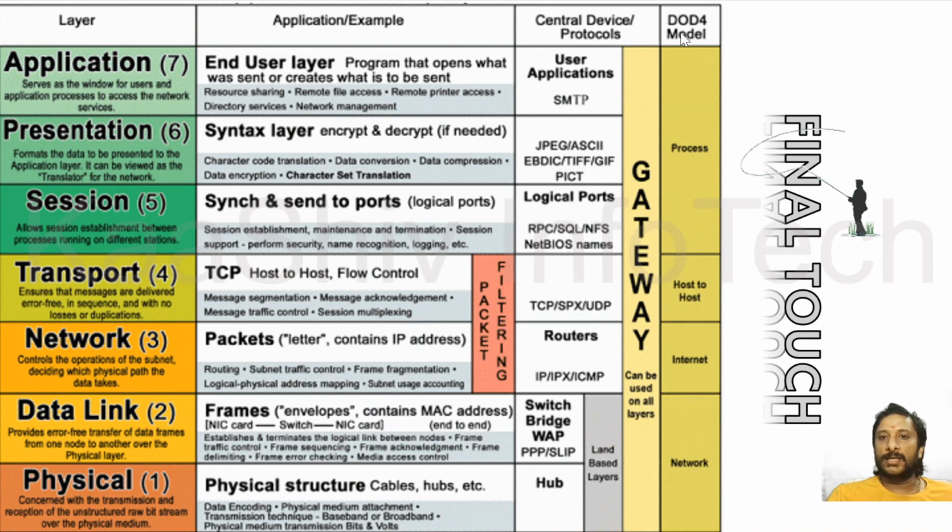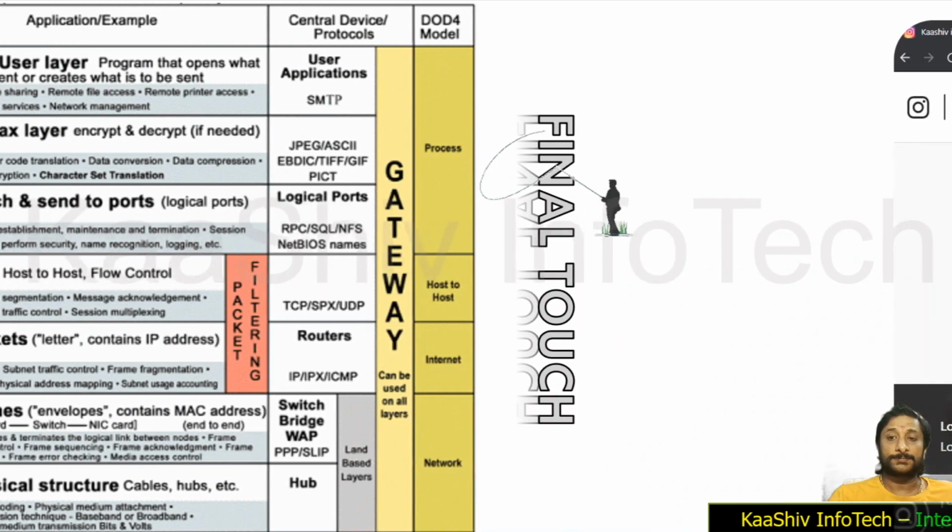We also talk about the DoD model, which contains process, host to host, internet, and network access. This is how the entire data structure will be. Just keep a note of it and learn as much as you can from this.